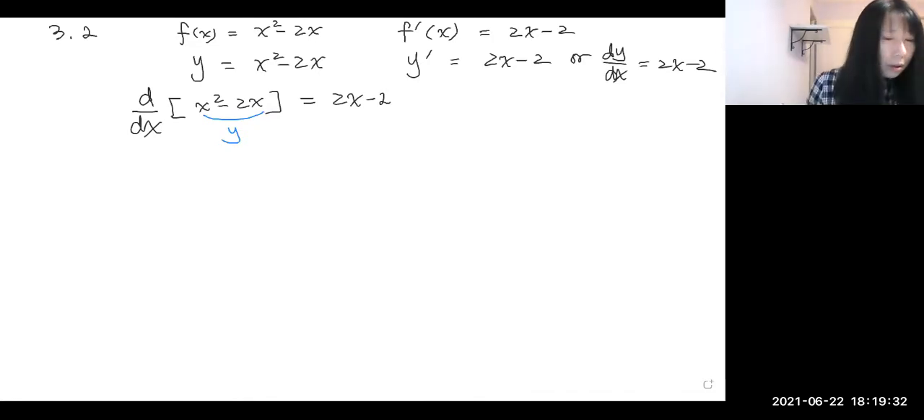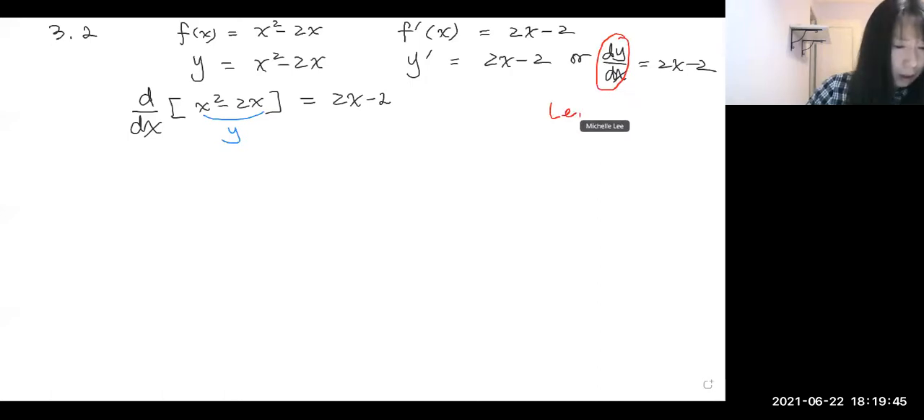All right, so let me talk. So we took dy over dx. This is Leibniz notation. Let me spell Leibniz notation.